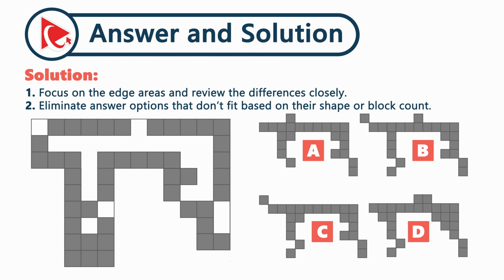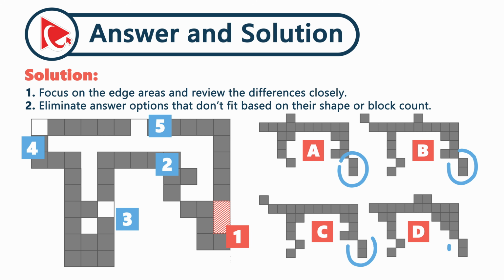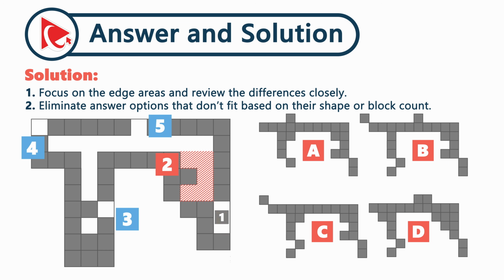I identified 5. Do you see more? This is what I found. 1, 2, 3, 4, and 5. These are the areas where you need to look closely at the block difference in the answer choices. Let's look at the example in the first edge area. You see that there are 2 blocks missing. Unfortunately, this doesn't help us much because these 2 blocks exist in all 4 answer choices, choices A, B, C, and D. Let's focus on the edge area 2.